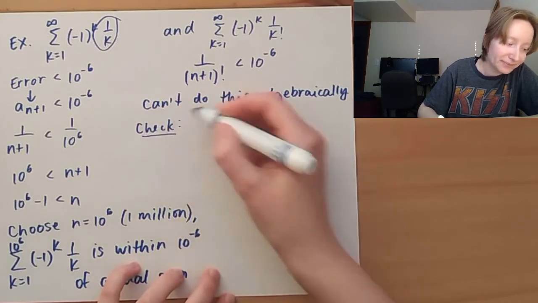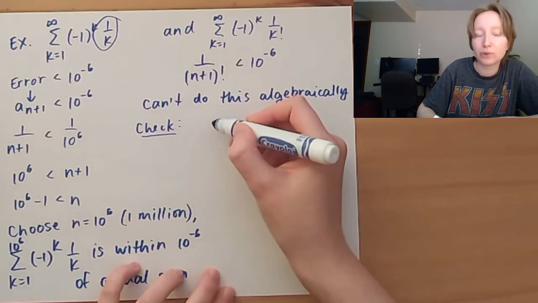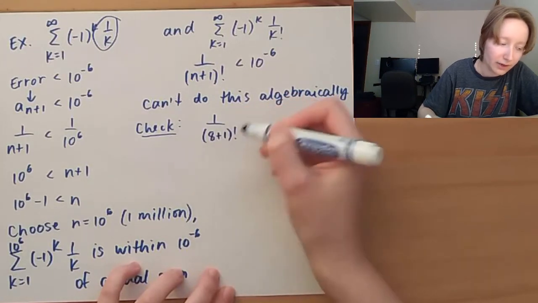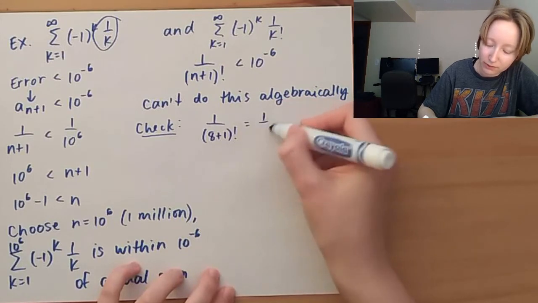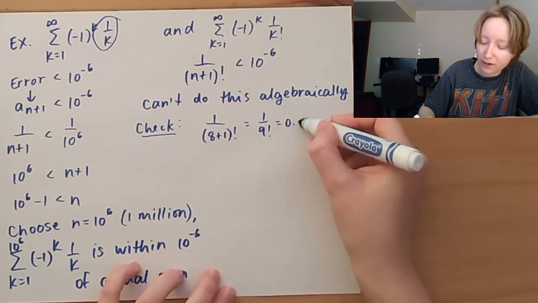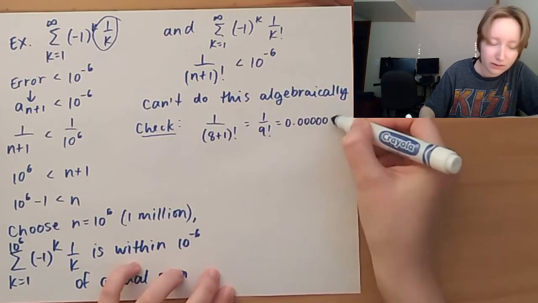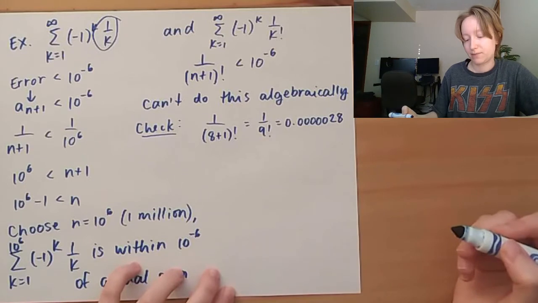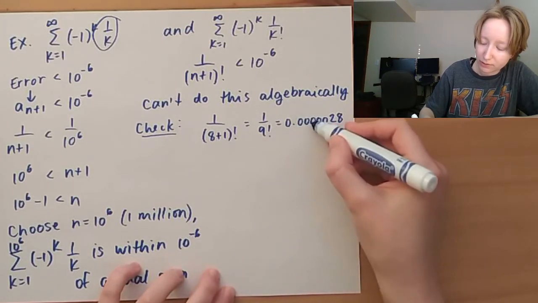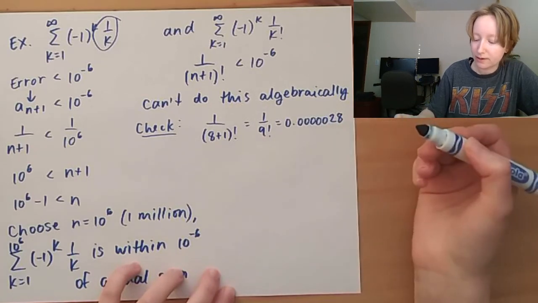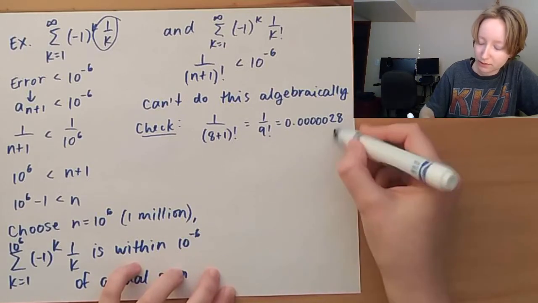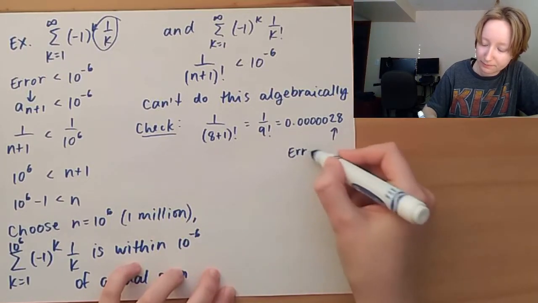First, I'm going to check when n is equal to 8. So I have 1 over 8 plus 1 factorial, which is 1 over 9 factorial, and this is equal to 0 point, and there's 5 zeros after that, and then it's 2 8. So if I multiply this by 10 to the 6th power, 1, 2, 3, 4, 5, 6, that's still going to be greater than 10 to the negative 6. So the error is not small enough.